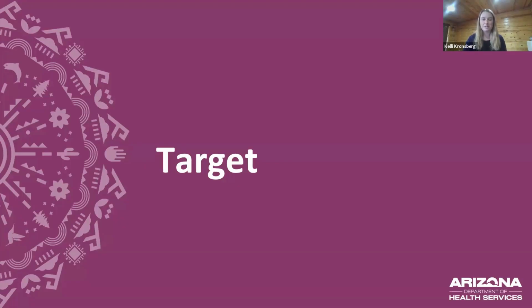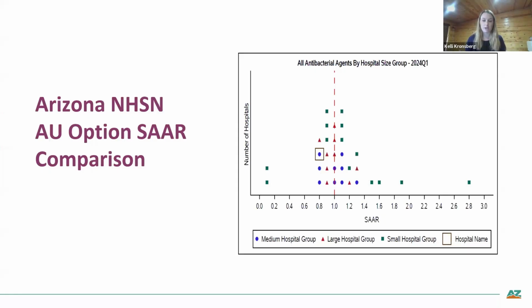The first one, of course, is target. We do have the comparison, so that's going to be our starting point as we look at these reports. As Swati mentioned, we have the different hospital group sizes as well as your hospital highlighted. In this example, a medium-sized hospital, 100 to 250 beds, has a SAR of 0.8 for all antibacterial agents, which would be 80% of the predicted use that was actually used. Some of the small hospital groups are more outliers, with a SAR above 1. We have one at 1.3, 1.6, 1.9, and those might warrant some further investigation.